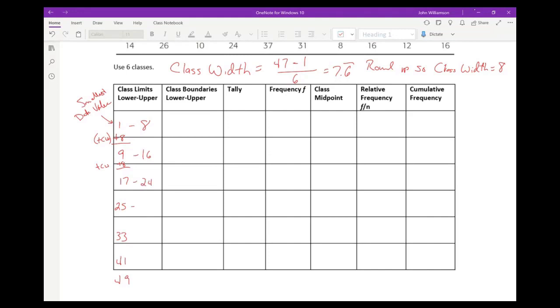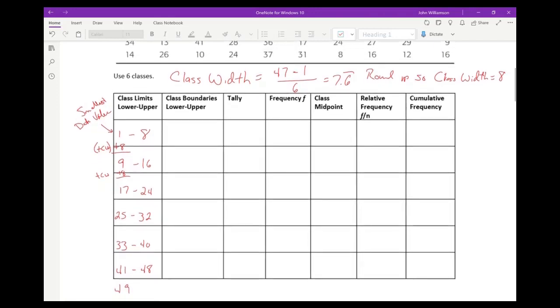24. 25 to what? 32. 33 to 40, and 41 to what? 48. So that is the reason why I went ahead and had that extra 1, right? So that now we can figure out, okay, well, if this one would be 49 if there were that class, then we'd have to stop this one at 48. All right, so now we don't need that extra 1 anymore. We don't care about it. It's gone. So we have our boxes. All right, so that's our class limits.